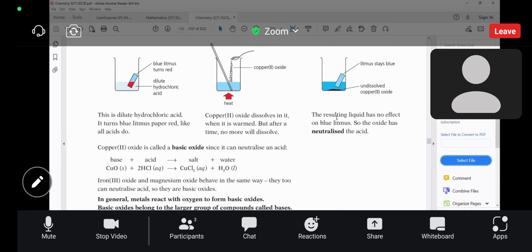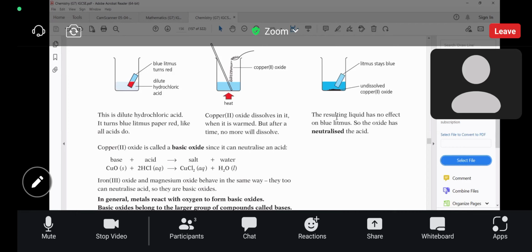Here also we have taken blue litmus. The portion dipped in the acid will turn red, and here it will not change. That means it is neutralized. So this is the chemical equation.